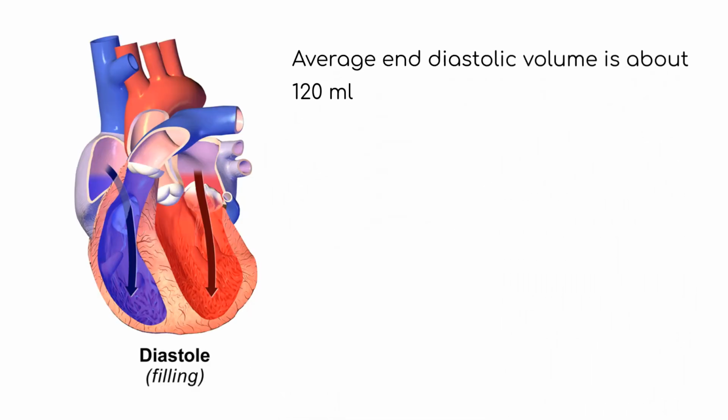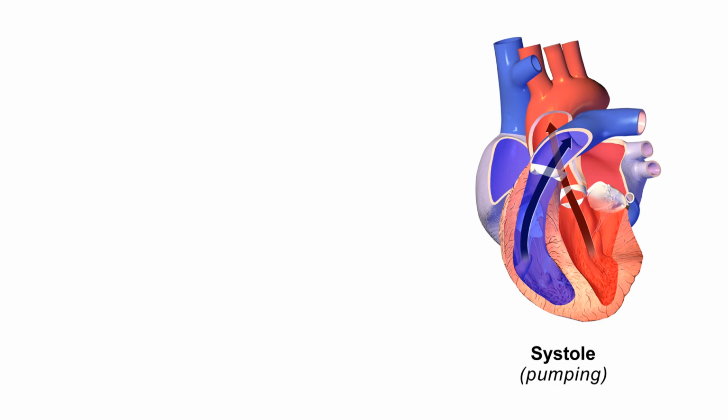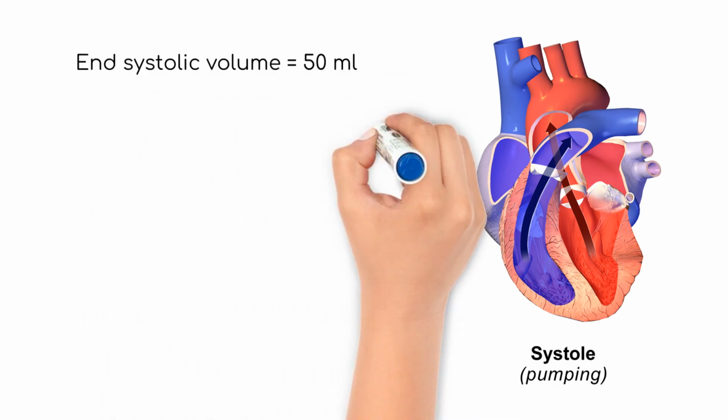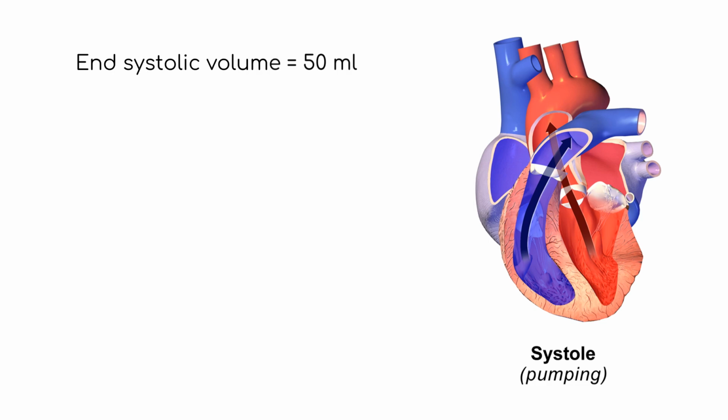For example, the average end diastolic volume is about 120 milliliters. Remember, the ventricle fills during diastole. The heart then contracts, systole, and most of the blood exits. However, there is still about 50 milliliters left in the ventricle, so the end systolic volume is 50 milliliters.